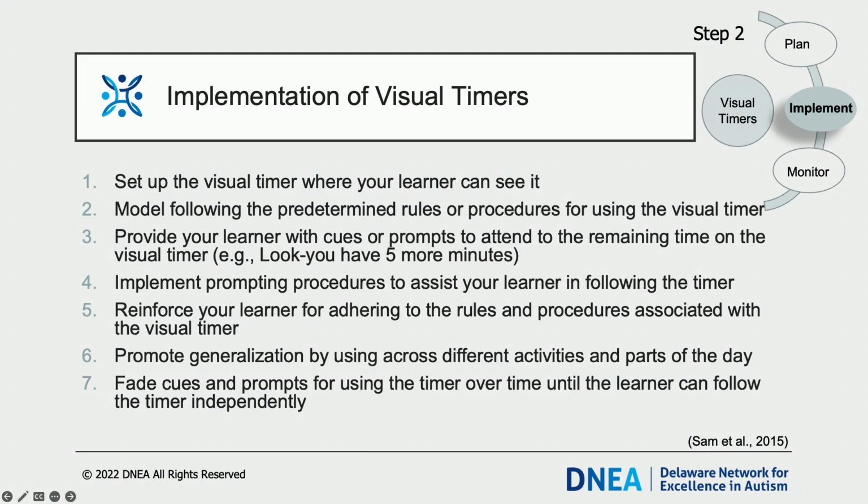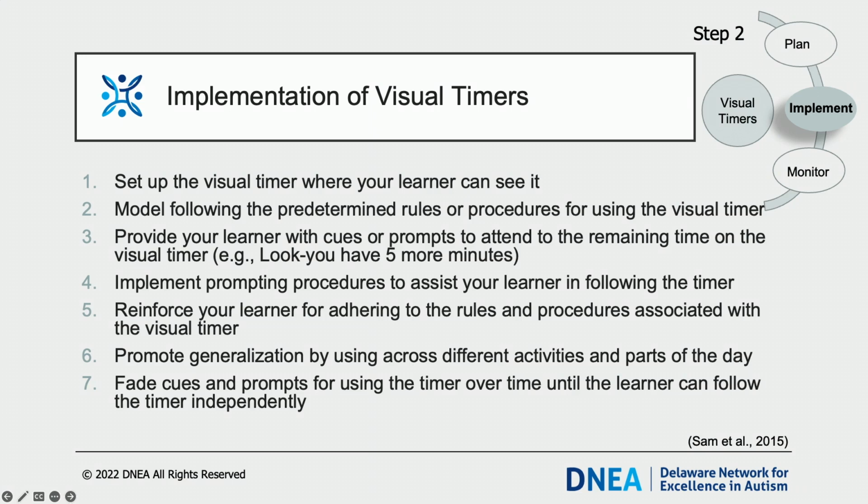In order to implement visual timers, it's important to set the visual timer where the learner can see it. Typically, an adult sets up the timer, but you may want to teach the learner to set their own timer for teaching self-management. This may need to be taught in smaller increments and then shaped for longer increments of time during enjoyable activities.